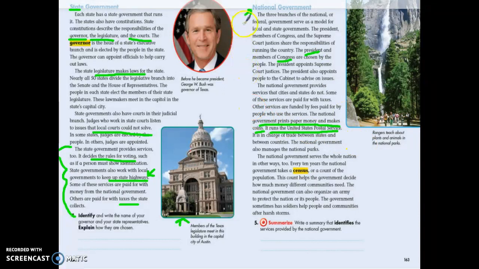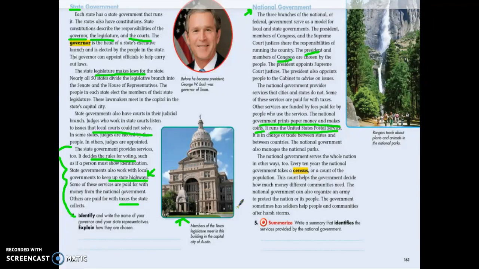Our national government is also the only level of government that can print paper money and make coins. The state can't do that. Your local government can't do that. The national government is the only level of government that can do that. The national government also manages national parks.